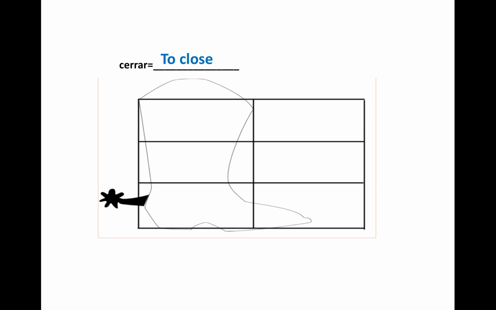Okay, so check your work as I go through, and anything that you don't have correctly, just change it. So the yo form is cierro, tú form cierras, ella, usted cierra. These two, we do not stem change because they're outside of the boot. Cerramos, cerráis. And then for ellos, ellas, ustedes, we're back in the boot, cierran.